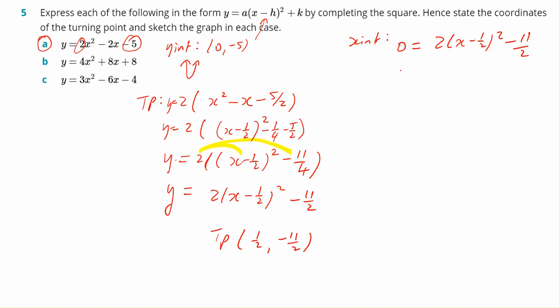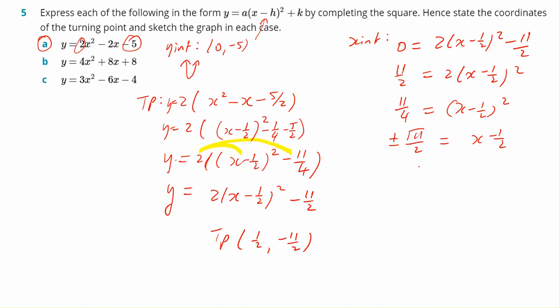So move the 11/2 to the other side, and I divide both sides by 2. So that's 11/4 equals (x minus a half) squared. Square root both sides. So root 11 over 2 equals x minus a half. Add a half to both sides, plus or minus root 11 over 2. So x equals 1 plus or minus root 11 over 2 is your x-intercepts.